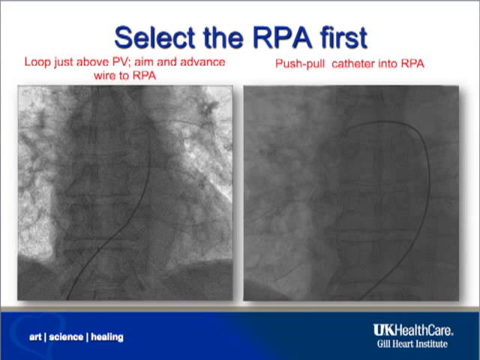The catheter is advanced forward while simultaneously pulling back on the wire. A slight push-pull will reform the loop.